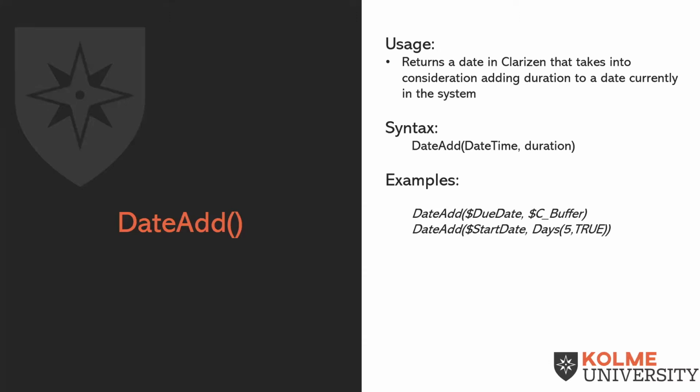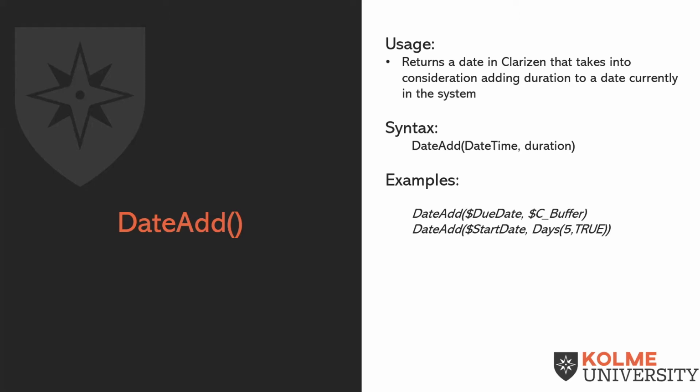So if you look at the syntax, you have DateAdd parentheses. The first parameter is a date field, and the second parameter is a duration. And if you look at the examples below, you can see that duration can be either in terms of a duration field in Clarizen or a duration function such as days. Right. And duration, if you're not aware, is a special field type in Clarizen, which matches it's like 1 hour, 15 minutes, or 3 weeks, something like that.